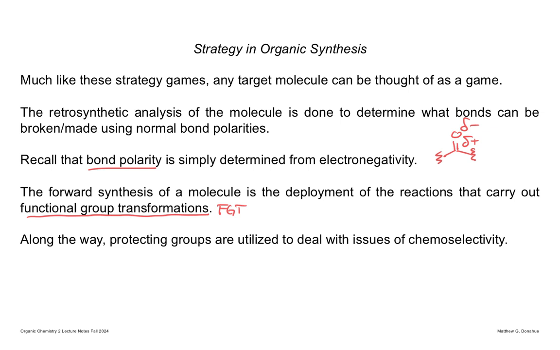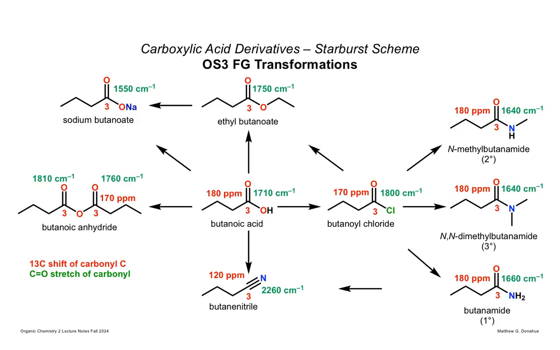And we've seen so far about protecting groups. When we have these issues of reagents that can act upon two different functional groups, how do we limit that? So here really is the remainder of this module. Your book draws this much prettier than I have, but it's called a starburst scheme. And the center of the star is the carboxylic acid here. And for purposes of this talk, I've just used butanoic acid.